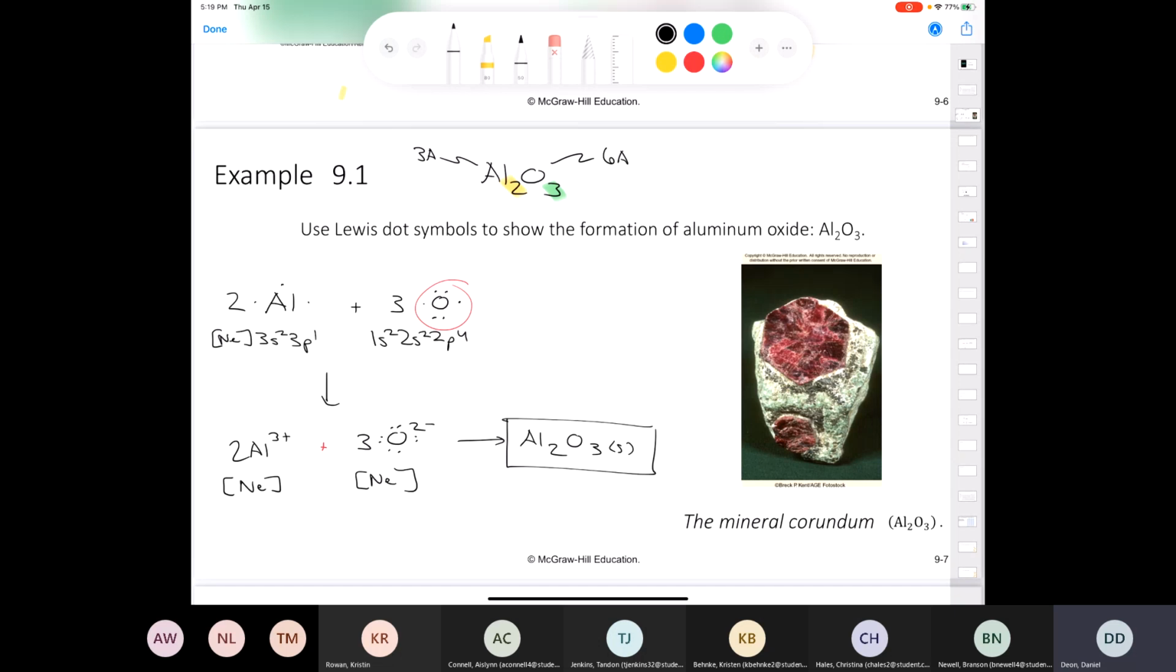Give me a thumbs up if you follow me on the whole concept of just the metal losing valence electrons and the non-metal gaining valence electrons.